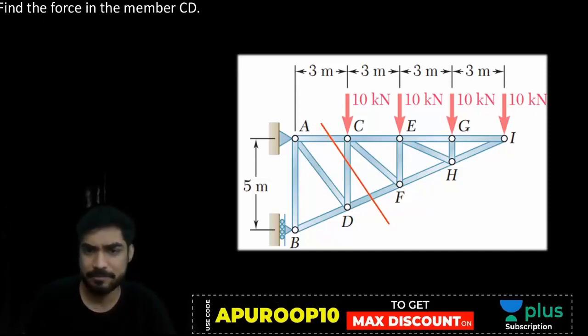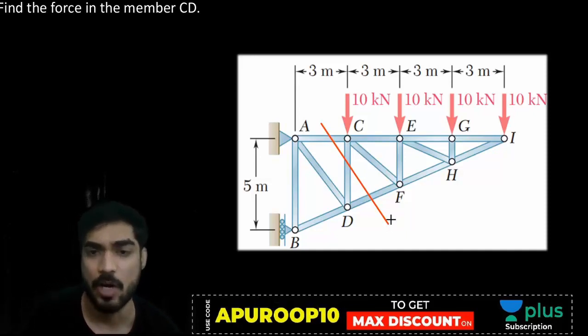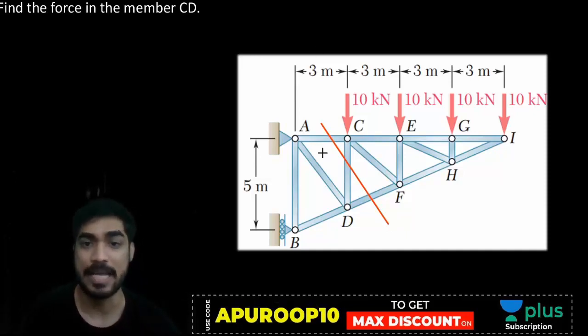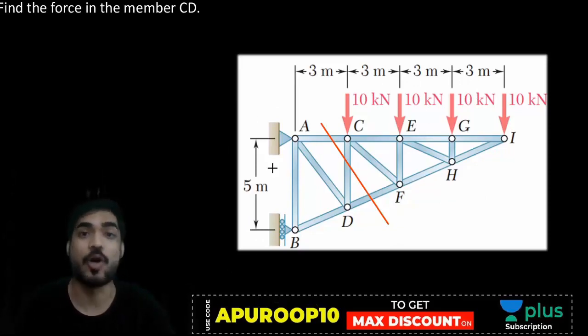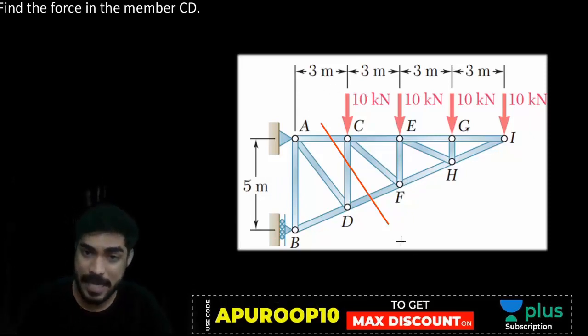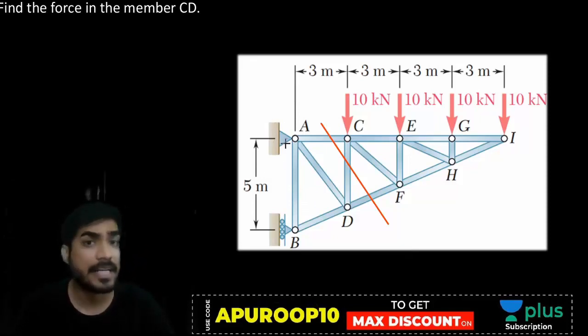ऐसे काट लें. ऐसे काटने से फायदा क्या होगा? What will be the advantage of cutting it like this? See, if I cut it like this, and if I consider the right part, there will be no reaction. So in this problem, you don't need to solve the reaction, because I am cutting it like this and I am considering the right side part. If you consider the left side part, then you will need reaction.